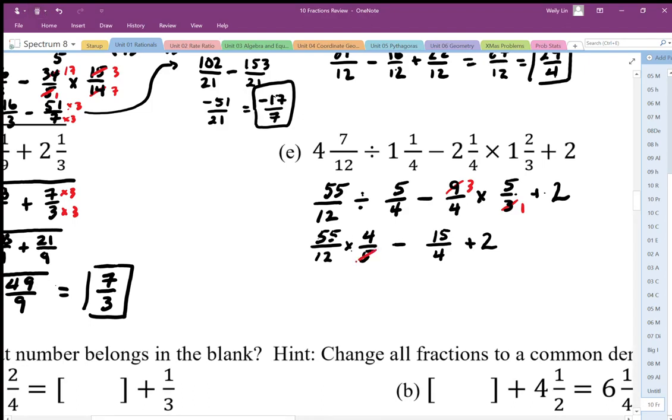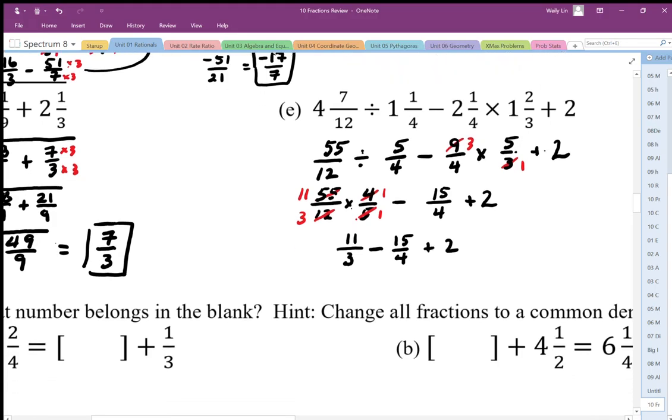Okay, so at this step here, we're going to get rid of some of these common factors. So divide by 5, divide by 5, divide by 4, divide by 4. Okay, so for that fraction there, we end up with 11 times 1 on top, 3 times 1 on bottom, and then we have minus 15 over 4. And we need a common denominator here, so we're going to use a common denominator of 12. So this becomes times 4, times 4, times 3, times 3.